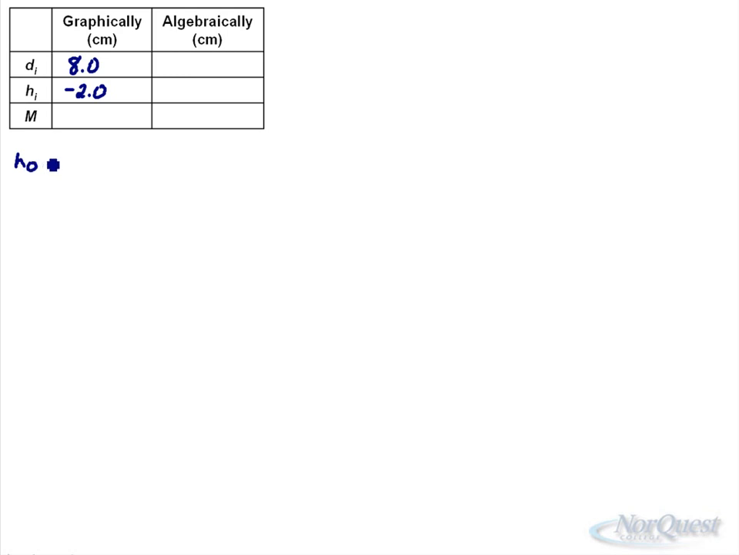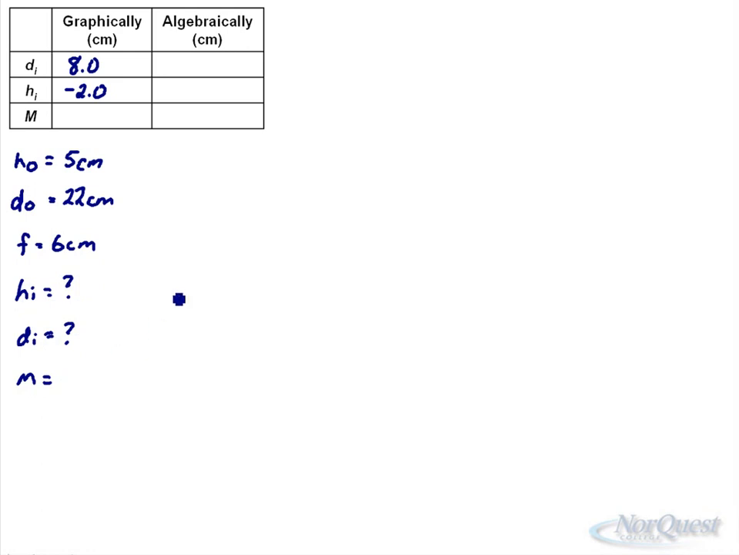We know the height of the object. It is 5 centimeters. We know the distance of the object. It is 22 centimeters. We know the focal length, 6 centimeters. What we want to do is figure out the height of the image, the distance of the image, and we need to figure out the magnification.